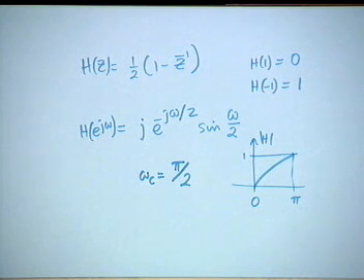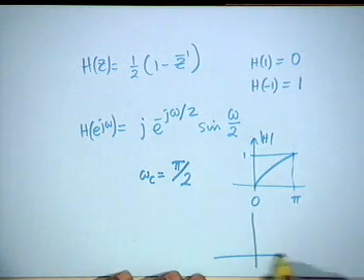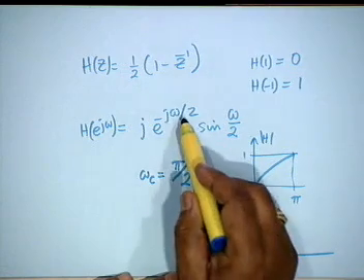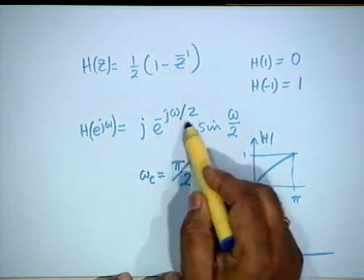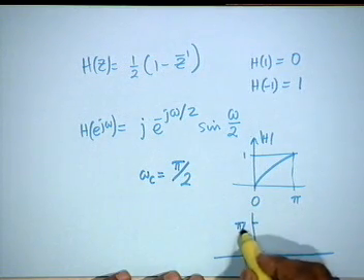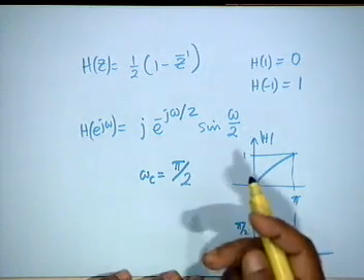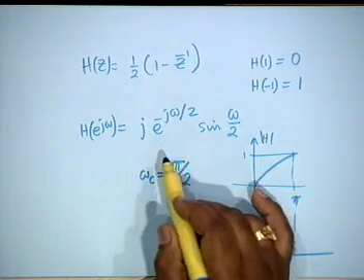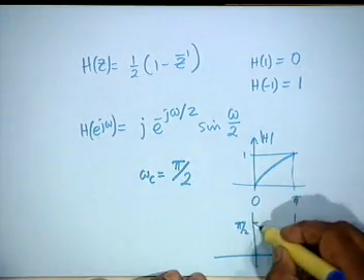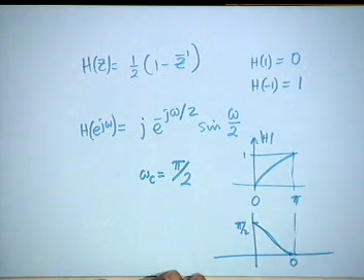Very easy. But what about the phase now? Phase at omega equal to 0, this does not contribute phase, but this term j contributes a phase of pi by 2, and beyond omega equal to 0 the phase will be pi by 2 minus omega by 2. So, it comes linearly down to 0, linearly down to 0.